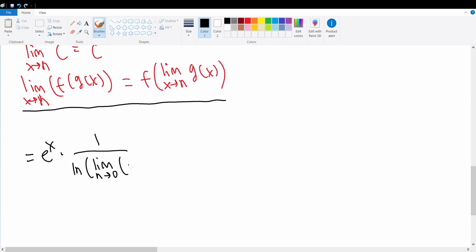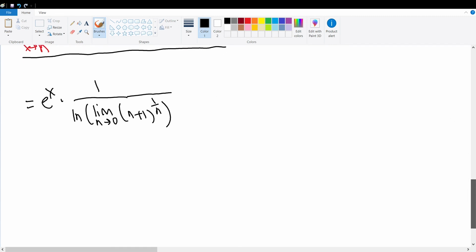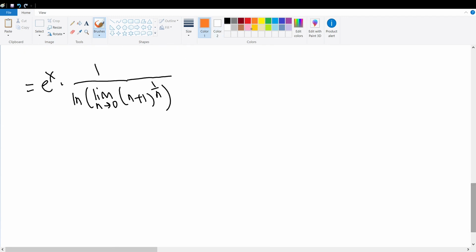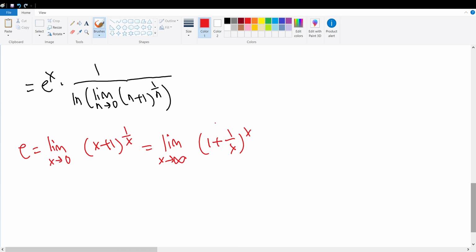So the limit when n goes to 0 of n plus 1 raised to the 1 over n power is inside this natural log. And what is another limit property that we can apply to help us further derive the denominator? Well, we know the definition of e in terms of a limit: e is equal to the limit as x approaches 0 of x plus 1 raised to the 1 over x power, which is also equal to the limit when x approaches infinity of 1 plus 1 over x raised to the x power. These are two special limits which define the variable e in terms of a limit.